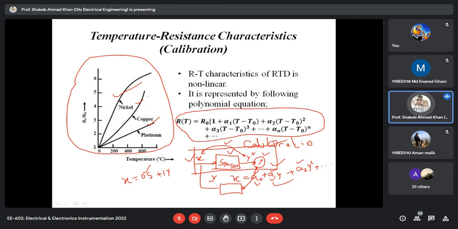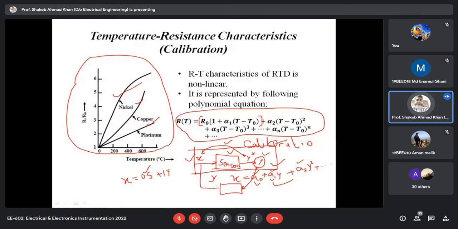So obviously these non-linear curves can be represented by a general polynomial. Here it is a polynomial, alpha 1 delta t, alpha 2 delta t square, alpha 3. It's a polynomial of delta t. Whatever expression that you are aware of, it is the approximation. Or you can say that straight line approximation, linear approximation of the actual characteristic.